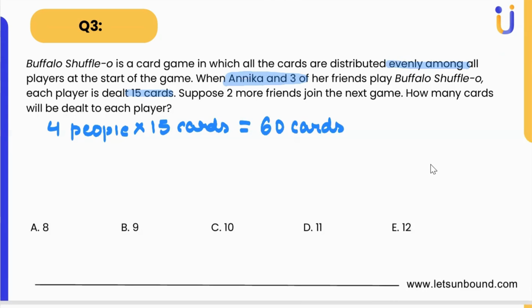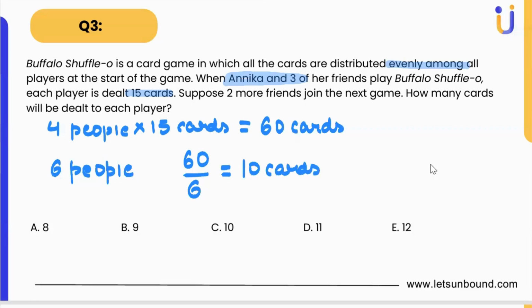So if you interpret how many total people are now there, 4 plus 2, which makes it 6 people now. And the question that we need to answer is how many cards will be given to each person? So 60 cards in total, evenly distributed among 6 people, makes the answer 10 cards per person. Very easy to interpret. C option is our answer.